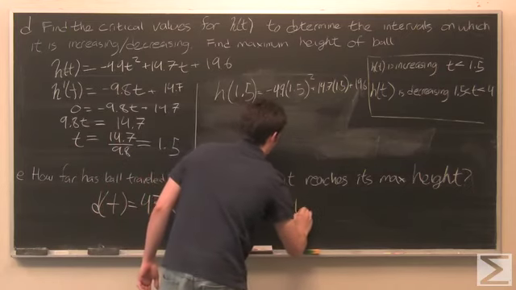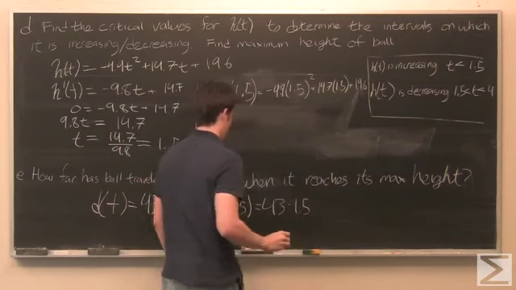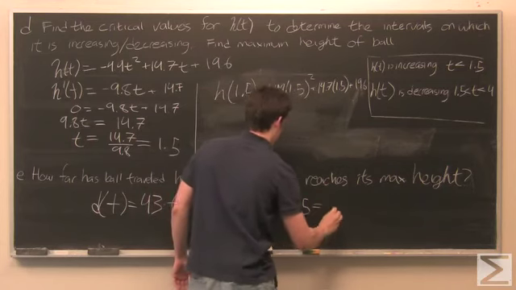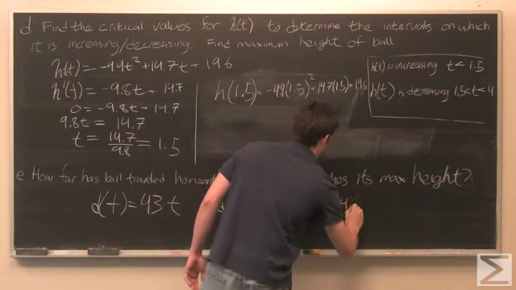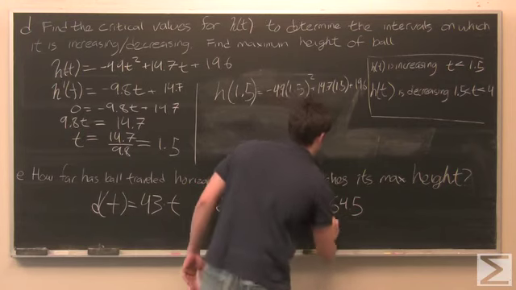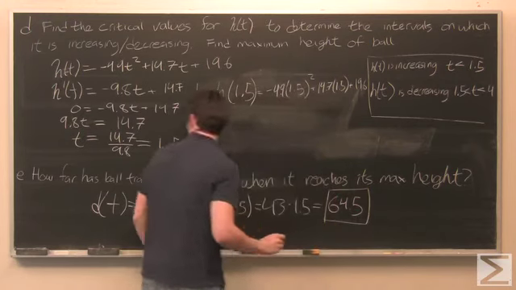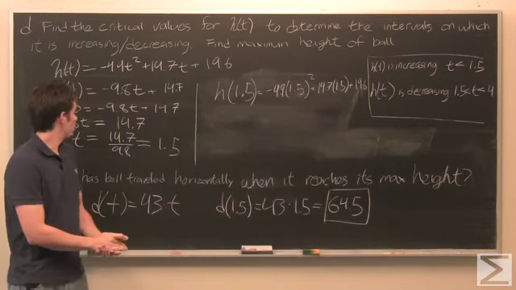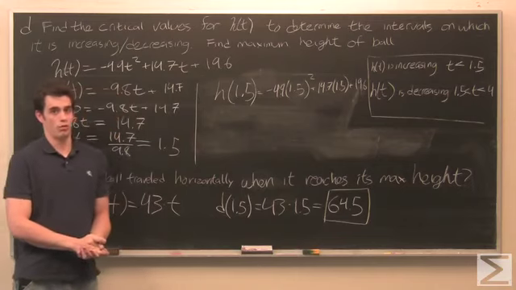43 times 1.5. Did this out earlier. If I remember correctly, this is 64.5. Should be our final answer. That is the answer to each of these steps of the problem. Be sure to check the arithmetic on your own.